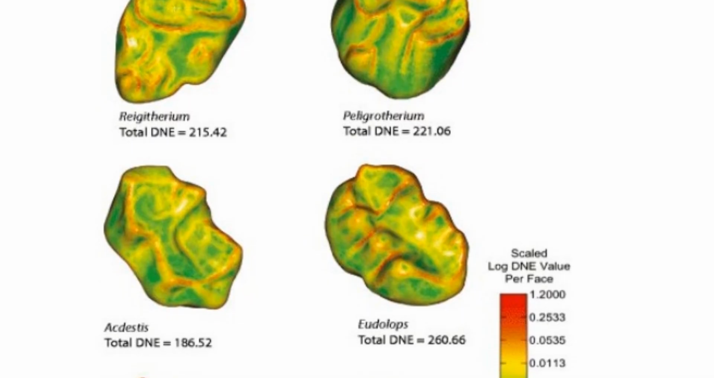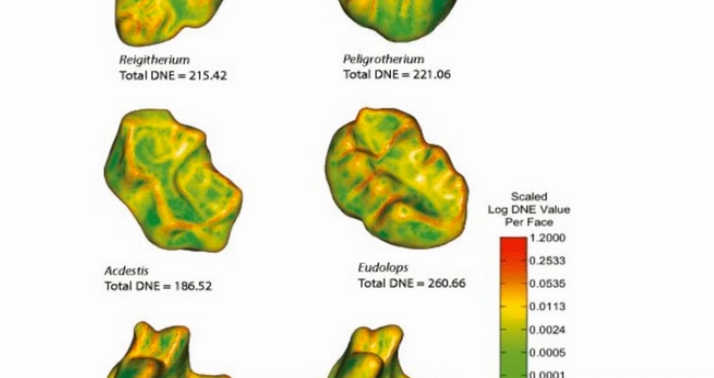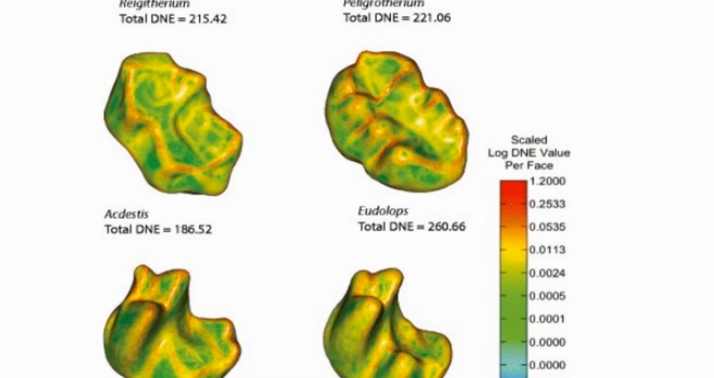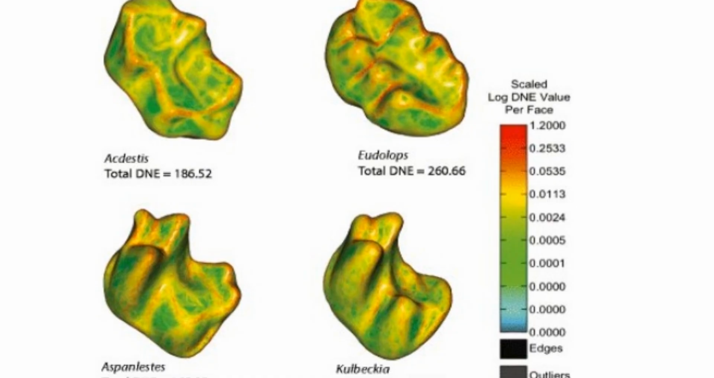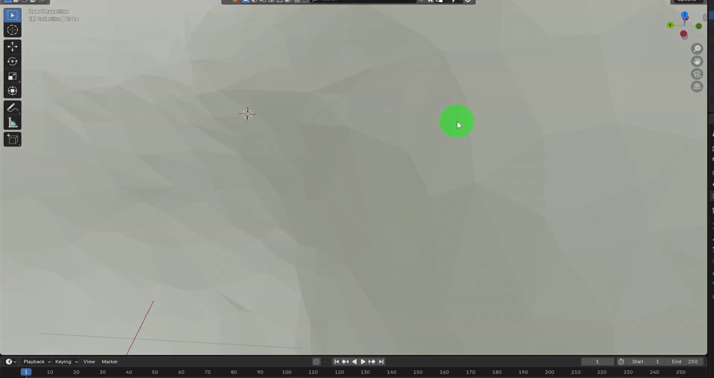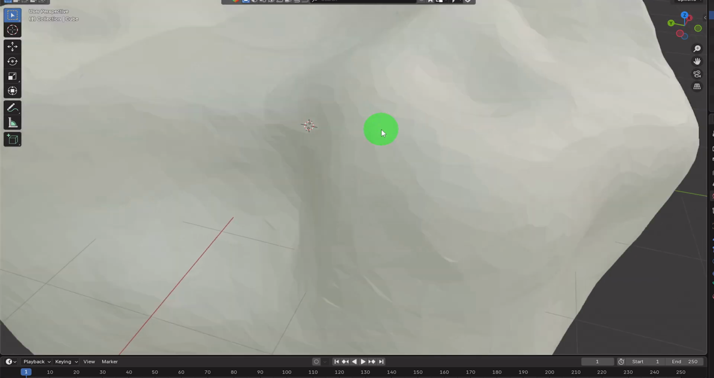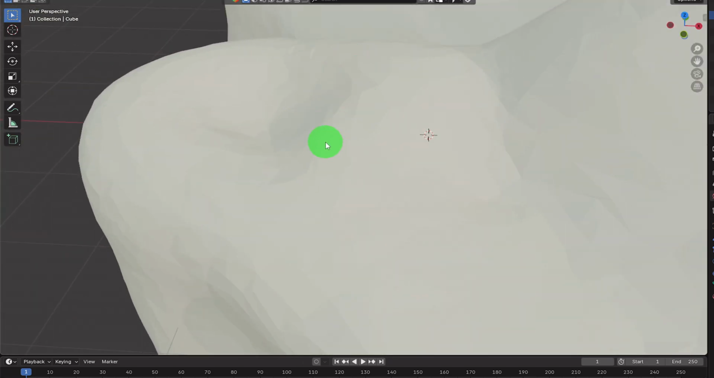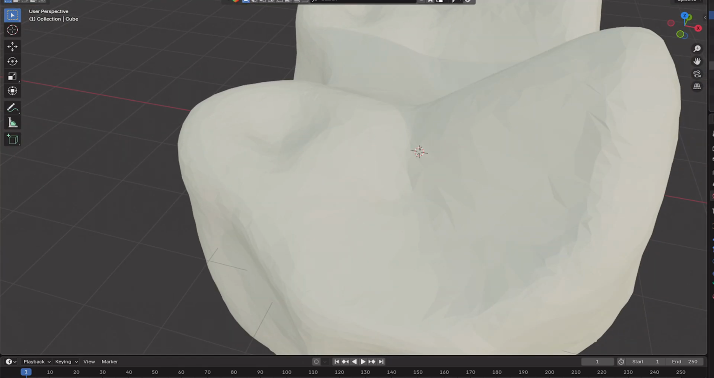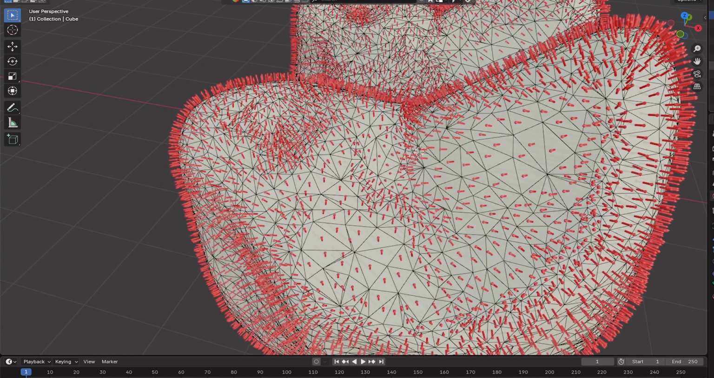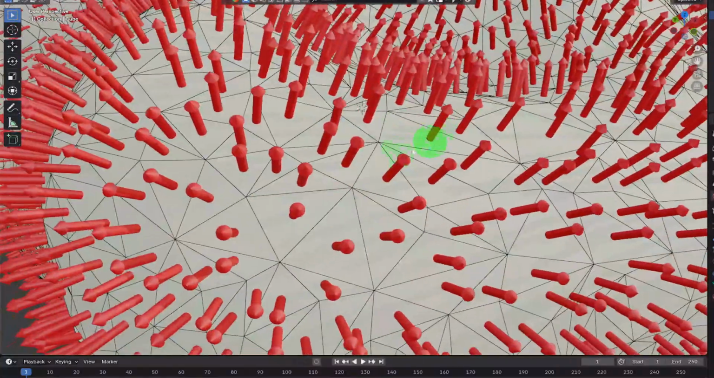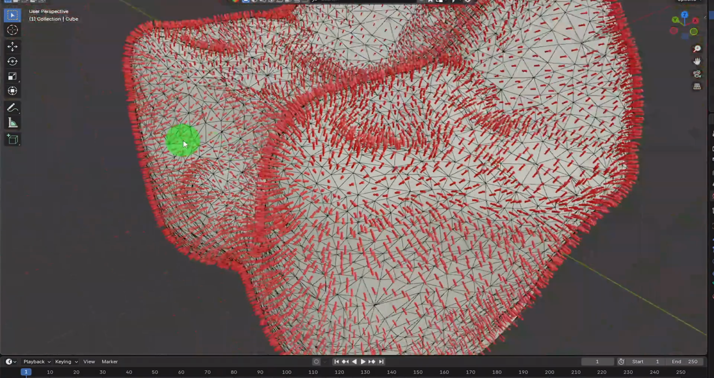Alright, now let's get into a more complex measure of dental topography, Dirichlet normal energy, or DNE for short. Now to understand this method, you need to know what a normal is. The digital meshes we use for analysis from scanned specimens are made up of tiny simple shapes. These are most often 3-cornered triangles or 4-cornered quads. Each of these shapes is facing a specific direction, and that direction is represented by a line perpendicular to the surface called a normal.